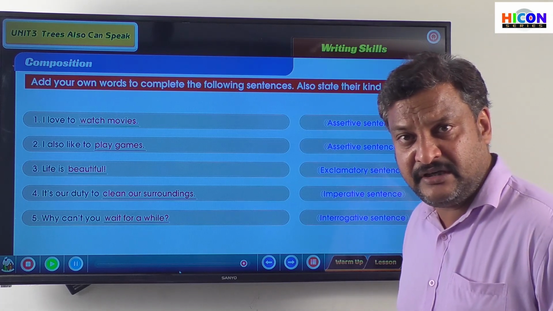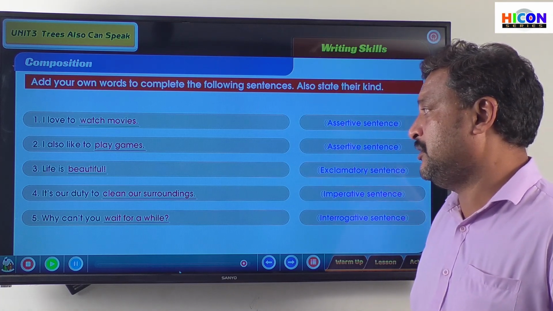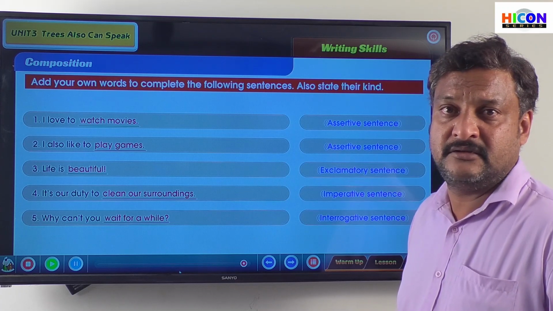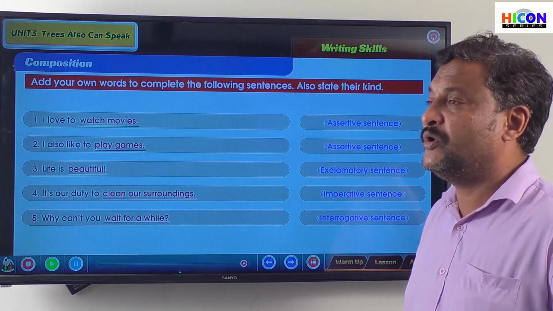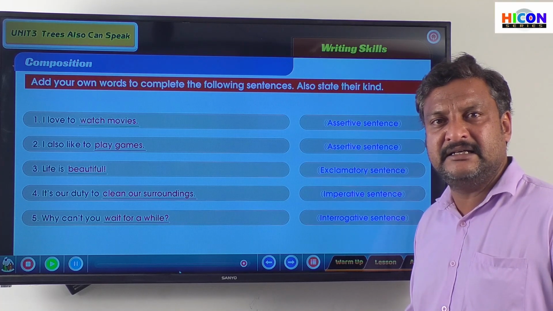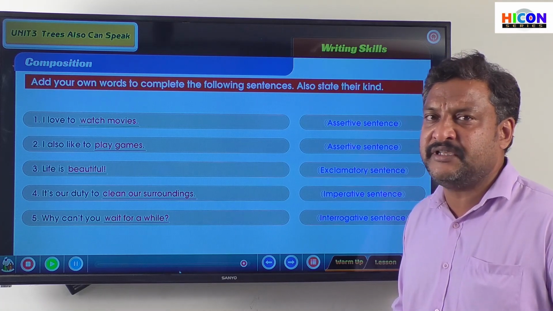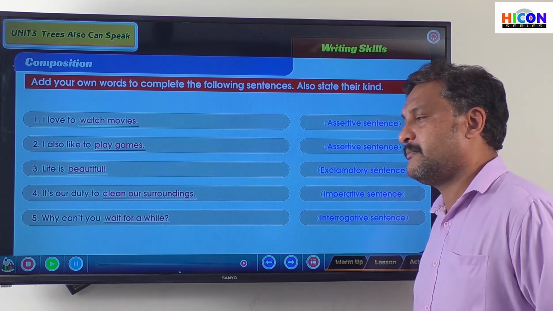Next one, it's our duty to clean our surroundings. It's something like an order or a command, isn't it? You have to clear the dustbin. So if you have to make an order, command or request or something like that, then what kind of sentence do we use there? We use an imperative sentence.